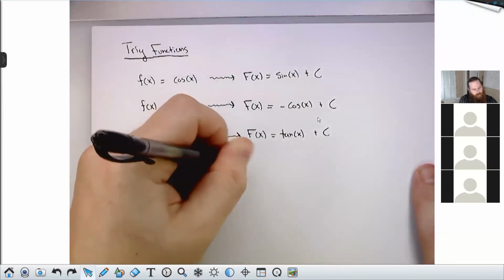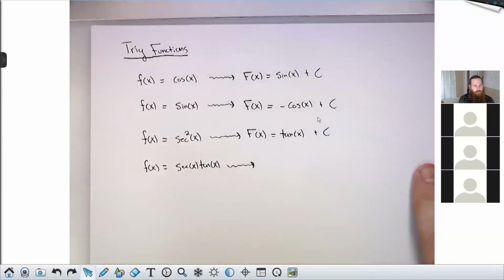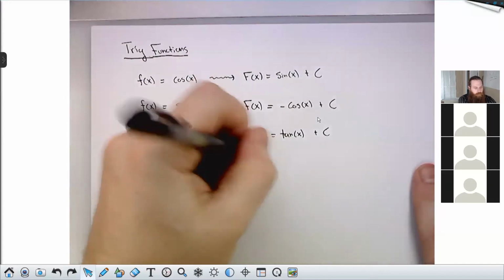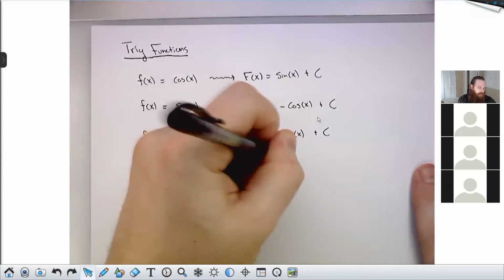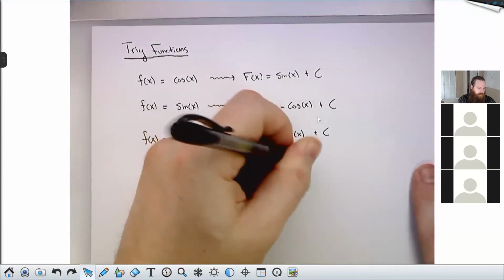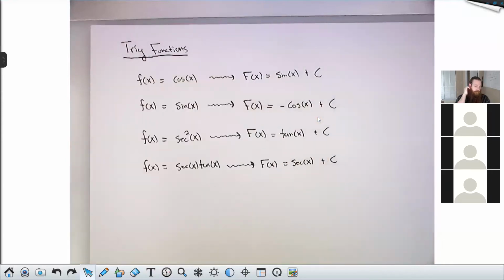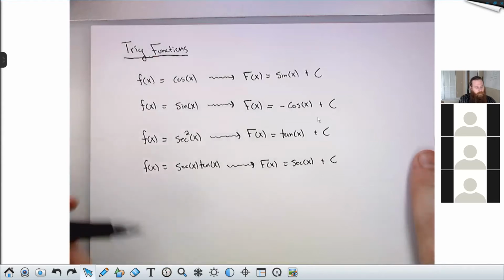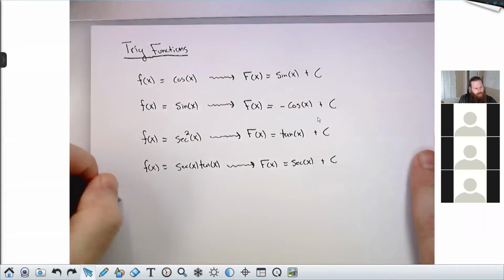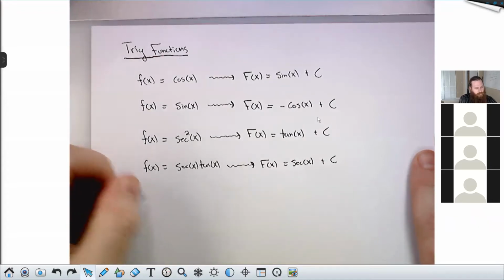And an antiderivative for secant tangent is going to be secant, because the derivative of secant is secant tangent. These are kind of the easy ones. Cosecant and cotangent follow similar patterns. I'll let you discover those yourself. They're not hard to figure out. The other guys, so these are the kind of easy ones. Less easy.